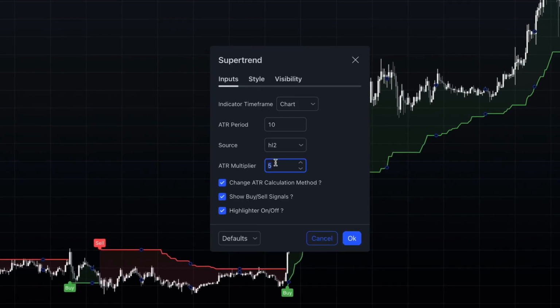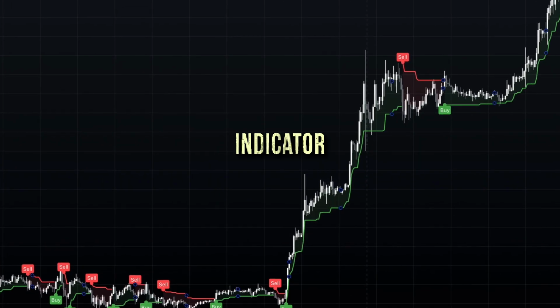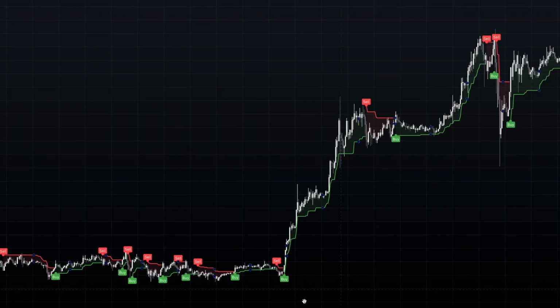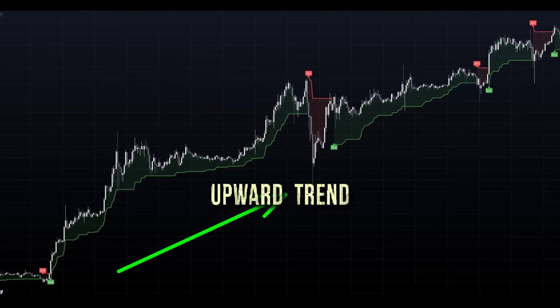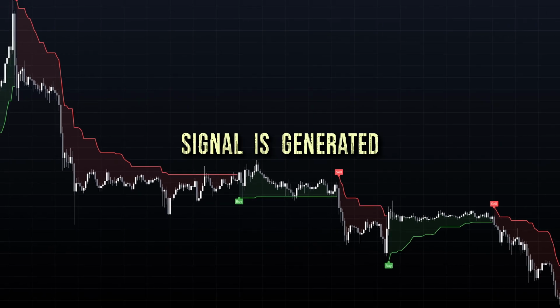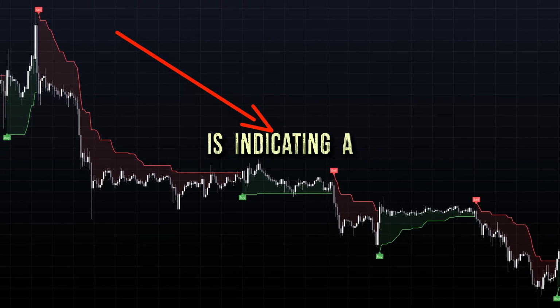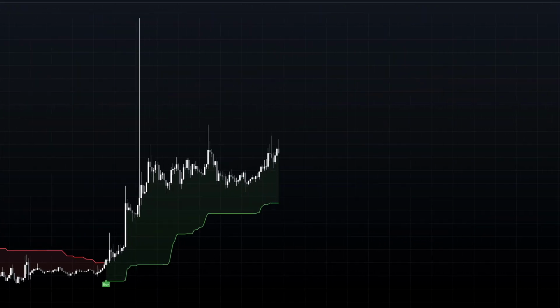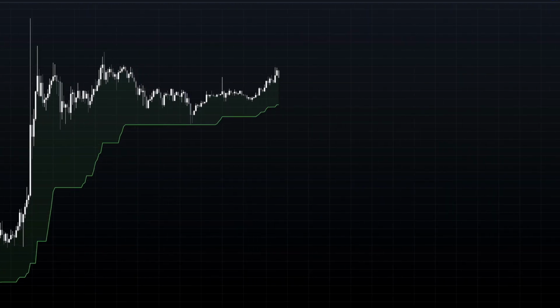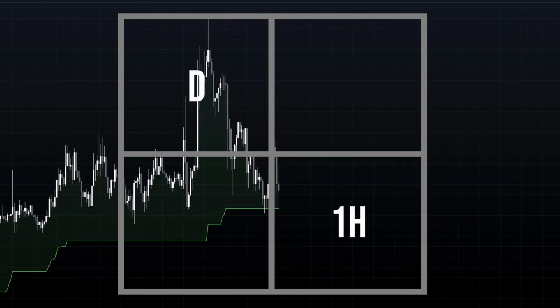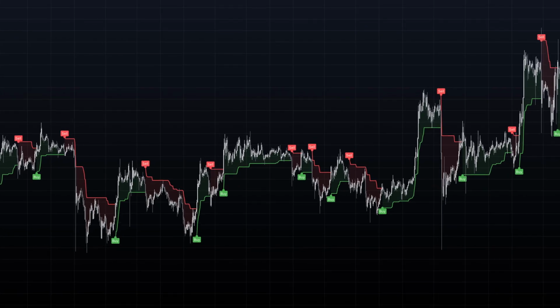Buy and sell signals are generated based on the position of the indicator relative to the closing price. A buy signal is generated when the Supertrend is indicating an upward trend. Conversely, a sell signal is generated when the Supertrend is indicating a downward trend. The Supertrend can be used on equities, futures, forex, and even crypto markets. It works on daily, weekly, and hourly charts, though it generally fails in a sideways moving market.